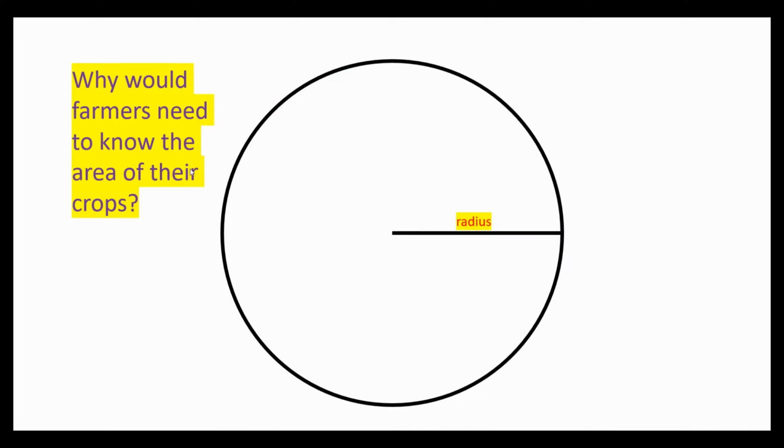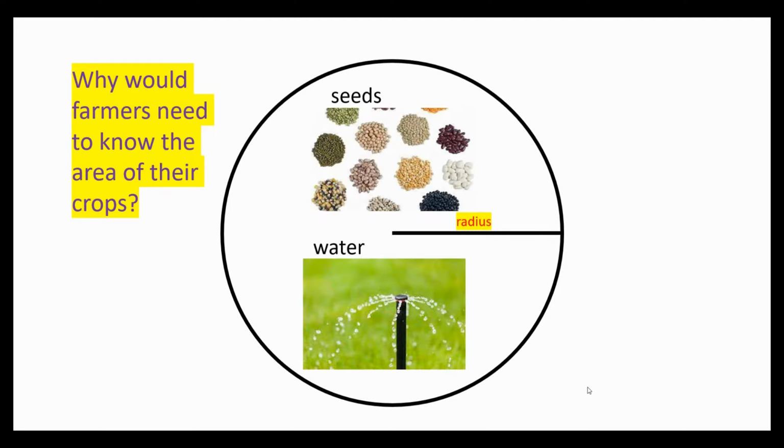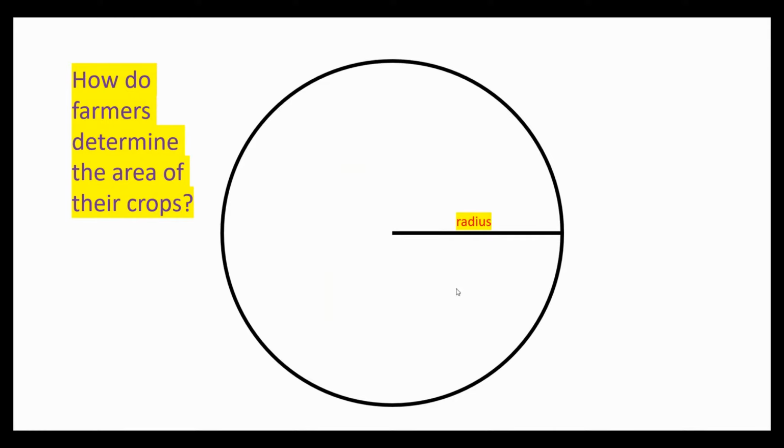Now, why would farmers need to know the area of their crops? Well, they would need to know how many seeds, how much seed they need, and how much water they need. That's why they would want to know the area. And there are other factors too. So how do farmers determine the area of their crops?